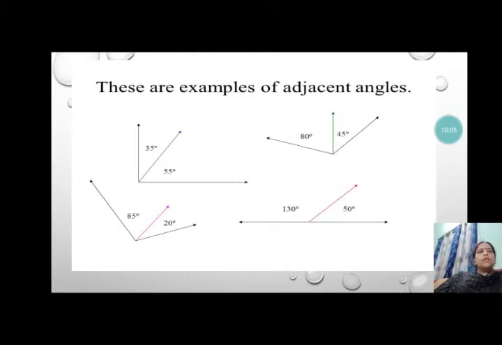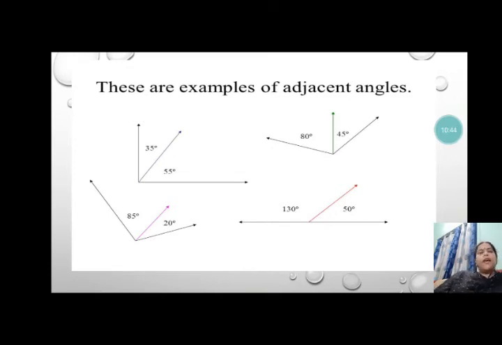Now more examples of adjacent angles. As you can see over here, 35 degrees and 55 degrees, they are adjacent. They have the same vertex, the same side. Added together, they make how many degrees? 90 degrees. Then again 80 and 45, they also have the same vertex, the same side, 80 degrees and then 45 degrees on the one side.